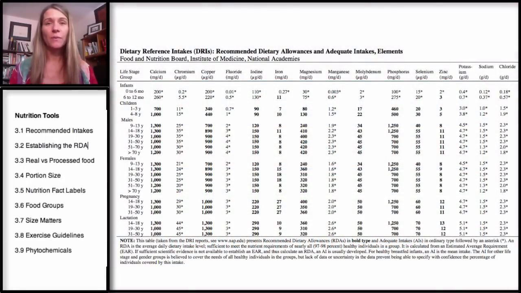Just to get an idea, when we think about our recommended dietary allowances, which are based on research, and our adequate intakes, which are more of an estimated or educated guess, you can see the values for the minerals shown here, such as calcium, chromium, copper, fluoride, and then they're always given for different age groups. So they look at it based on gender, so infants, children, males, females, and then there are different recommendations during pregnancy and lactation. You'll find these recommendations on the inside cover of your textbook.